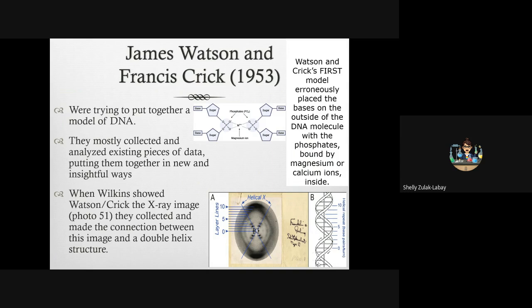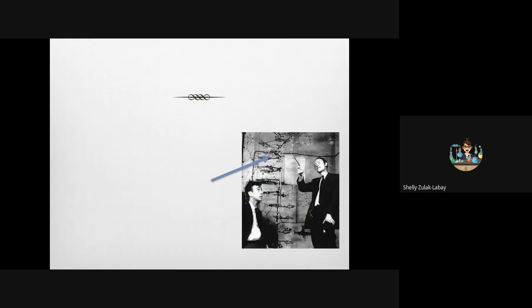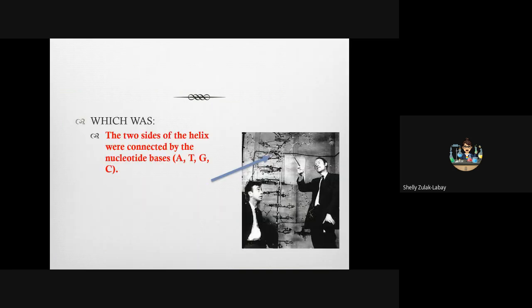And then they also had to come up with a mechanism to propose how these bases were being held together, and that's where the concept of hydrogen bonding comes in. So to conclude our class, they said when they created their model called the double helix model of DNA in the spring of 1953, there were two sides of the helix that were connected by their bases. So we either had pairing between adenine and thymine bases or guanine and cytosine bases.